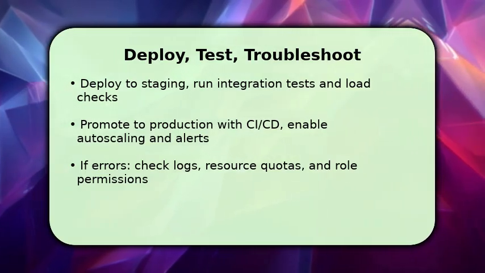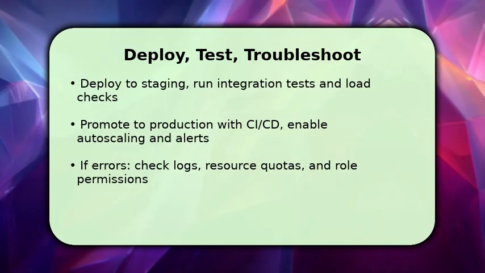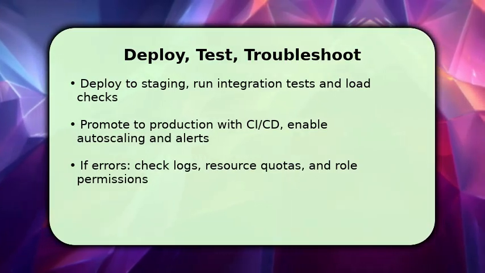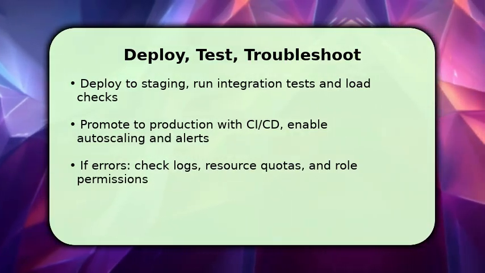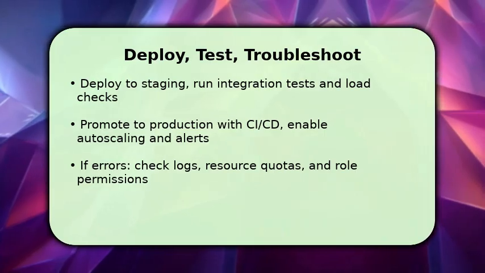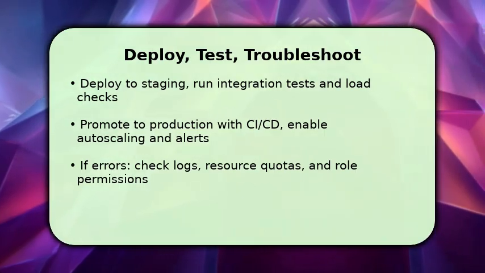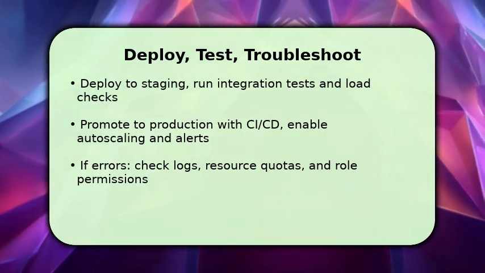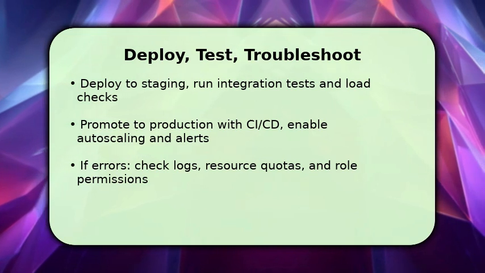If something fails, inspect Foundry logs and model container stdout first, then verify resource quotas and role permissions. These are the usual culprits. Finally, roll back to the last working deployment if needed, and patch incrementally so you keep the system.